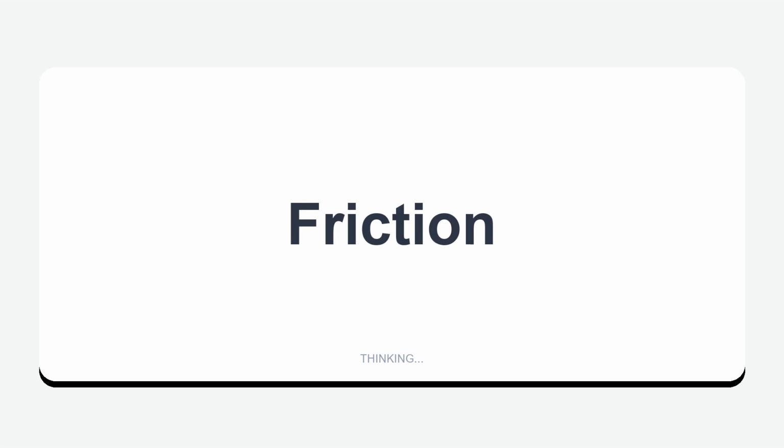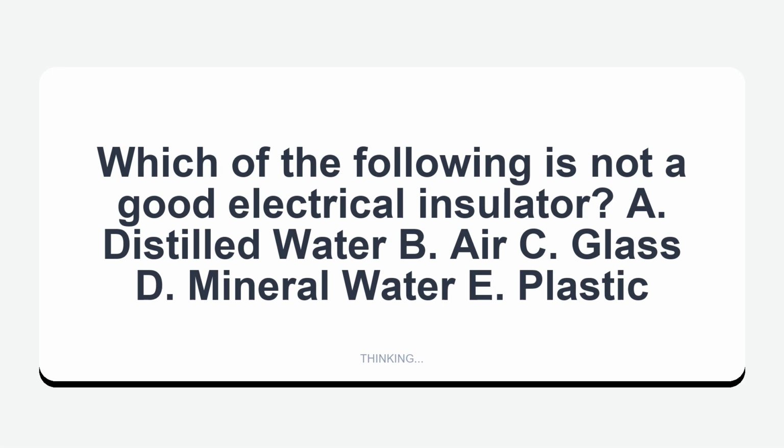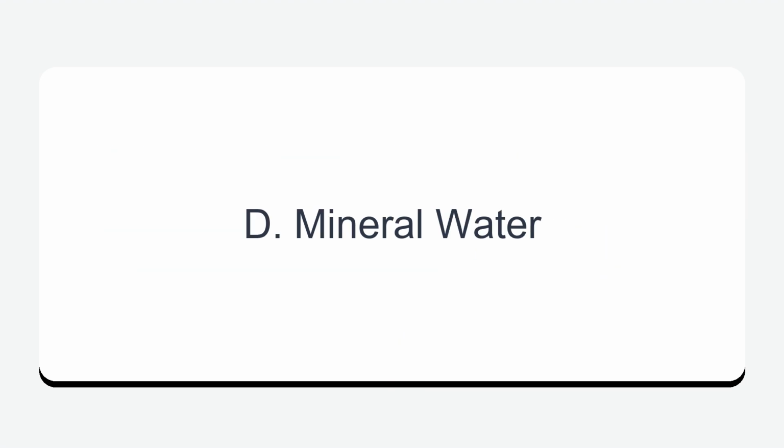Friction: a force that resists the relative motion of two objects in contact. Which of the following is not a good electrical insulator? A. Distilled water. B. Air. C. Glass. D. Mineral water. E. Plastic. D. Mineral water.